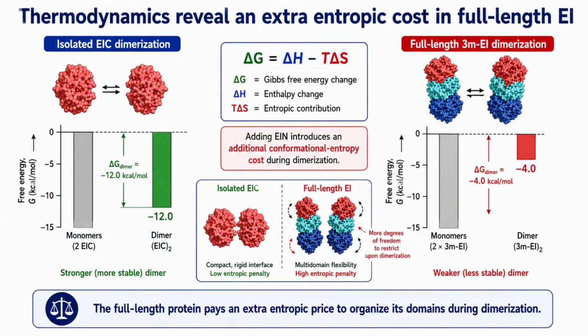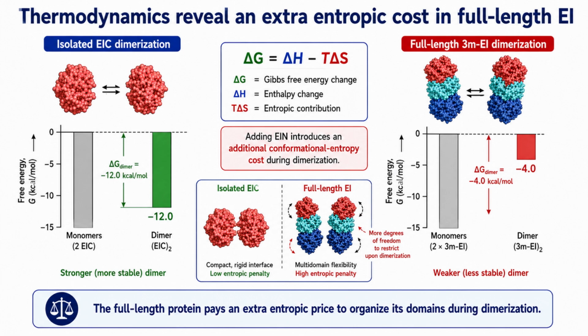Next, we asked what this means thermodynamically. Comparison with the isolated EIC domain revealed that full-length enzyme 1 forms a less stable dimer than EIC alone. This means that adding the EIN domains introduces an additional entropic penalty during dimerization. In other words, the full-length protein must pay an extra conformational cost to organize its domains.